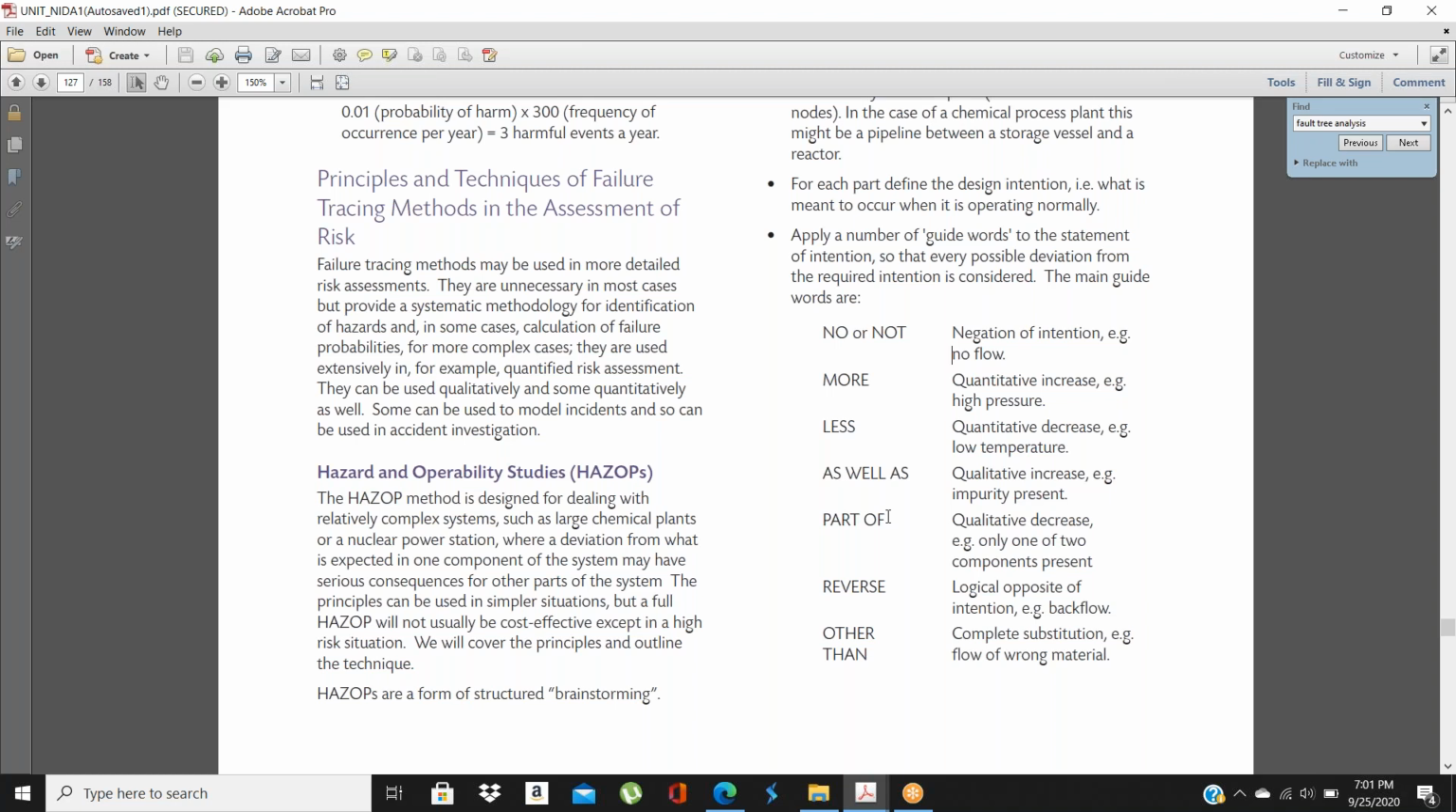Okay, let's suppose if the flow is more, so for more, what other word can we use? These are the easy and generic words which we can use for more flow and less flow, etc.